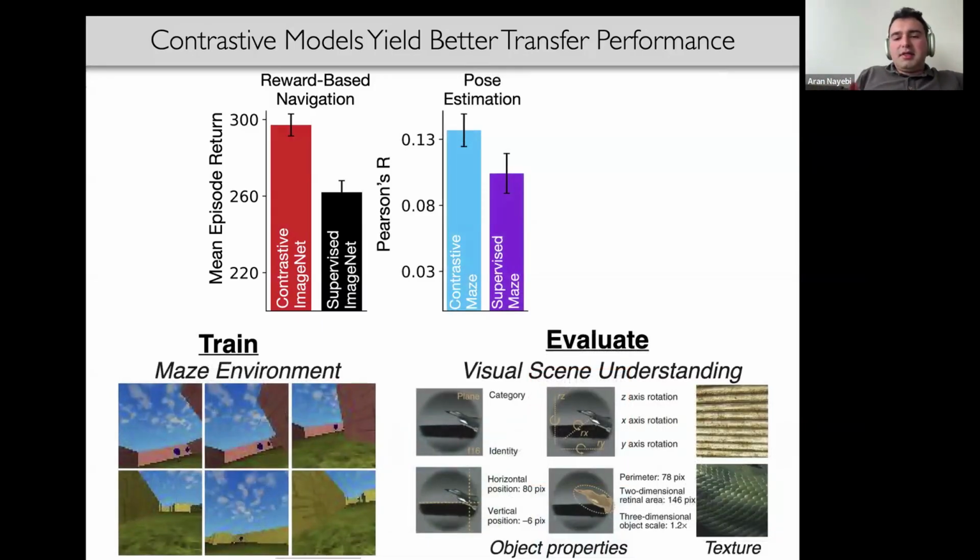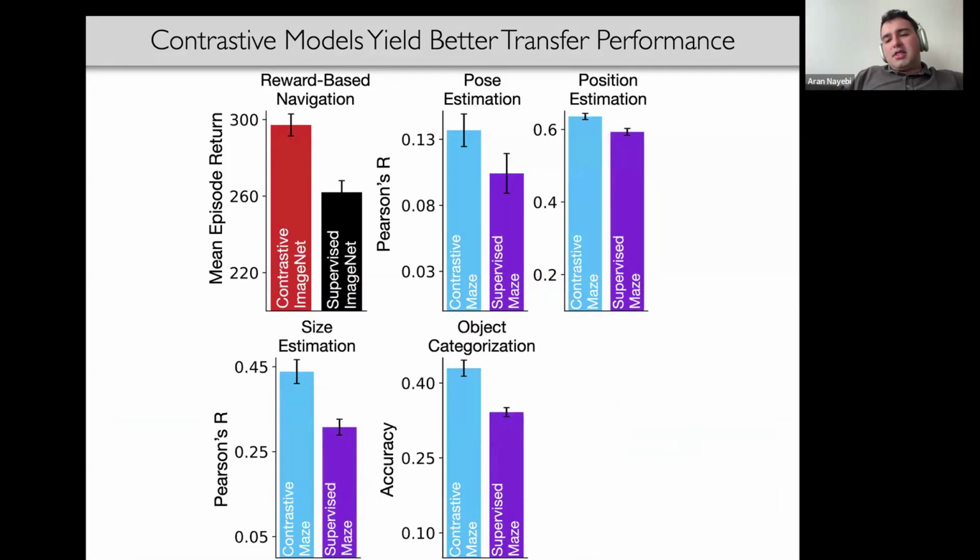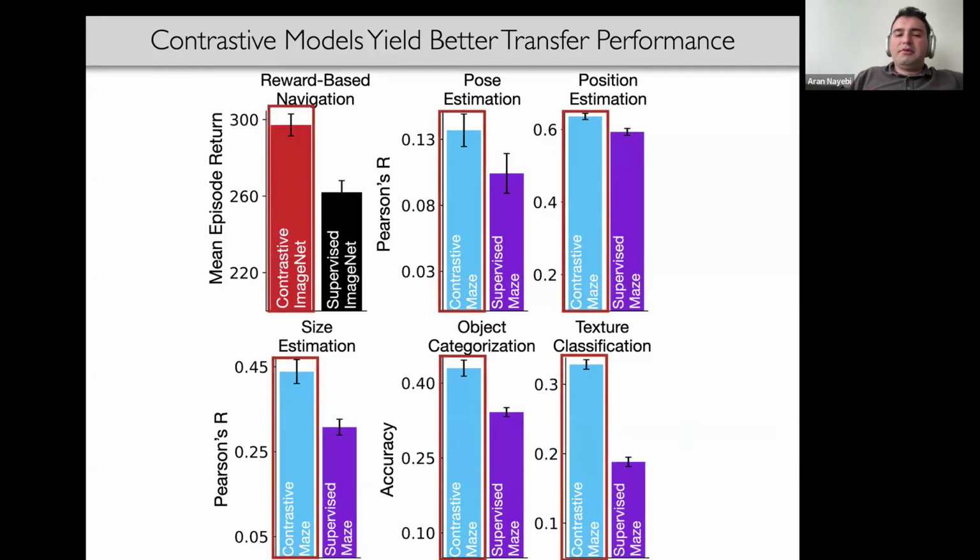And you can go the other way. You can train in the maze environment and use the rewards as a supervision signal as a supervised baseline, and evaluate a bunch of visual scene understanding tasks that are held out. And we can show that across all of these, again, the contrastive objective outperforms the supervised one in terms of generalizing to new settings.